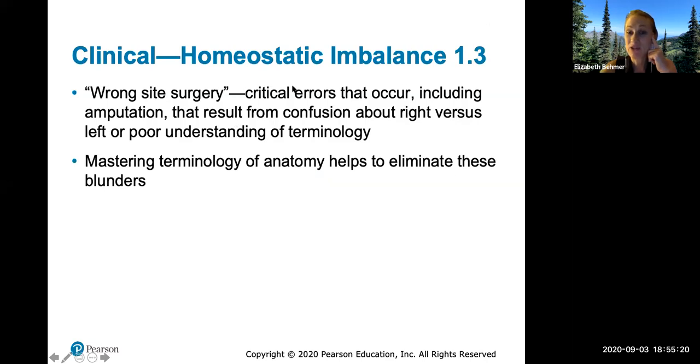Wrong site surgery: these are critical errors that occur, including amputation, that result from confusion about right versus left or poor understanding of terminology. So there are cases where they amputated the wrong body part. That's why we're spending more time reviewing these. So if you are ever in a surgery and the surgeon wants to take off the wrong leg, you can speak up and say, I think we should think about this some more.